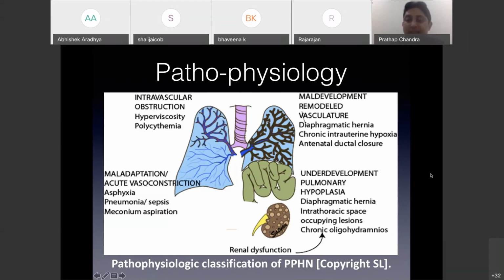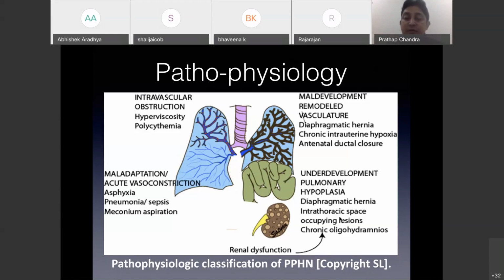Then there is another big entity where it is underdeveloped. And this usually causes pulmonary hypoplasia. Some of the examples of this is diaphragmatic hernia, where your lungs are not developed at all. Why is it not developed? The content of the abdomen is sitting inside, usually the left thoracic cavity, and compressing the lungs. Thereby, there is not much circulation of the amniotic fluid, and you develop smooth muscle hypertrophy in the vasculature, right?